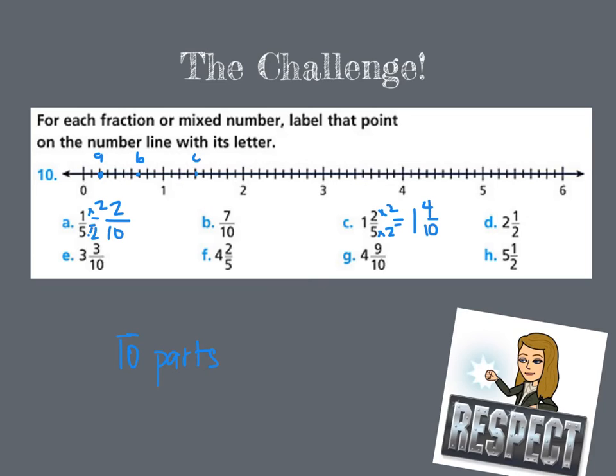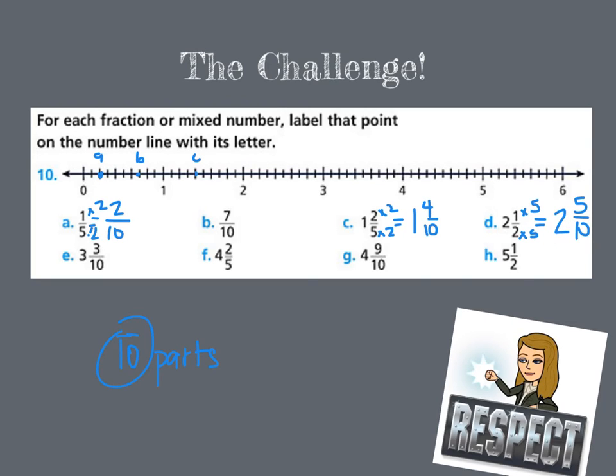Point D, I see is past the whole number 2, and the whole numbers stay the same when I'm changing denominators. They just kind of hang out for a while. I need to use the denominator 10. So in order to change 2 to 10, I take that times 5, and I take the numerator times 5 as well. So 1 times 5. So this is 2 and 5/10, or 2 and 1/2.